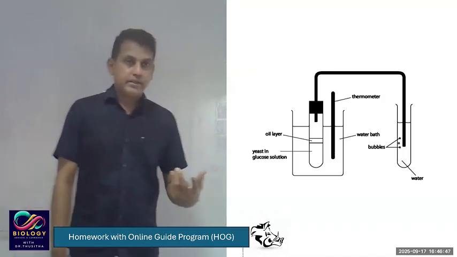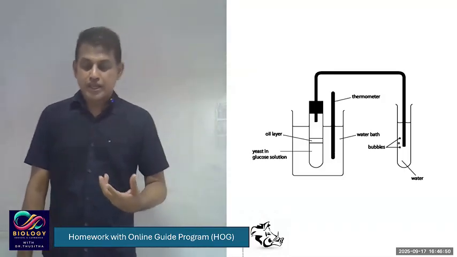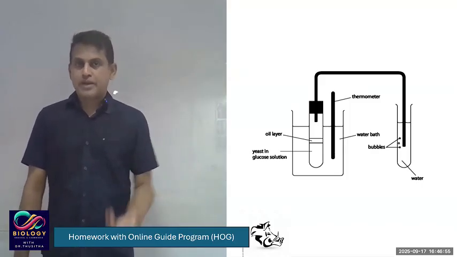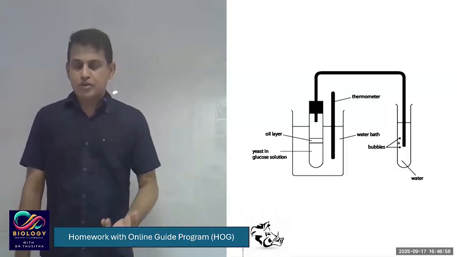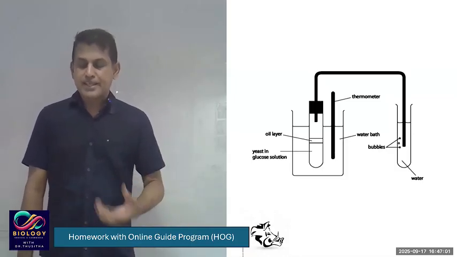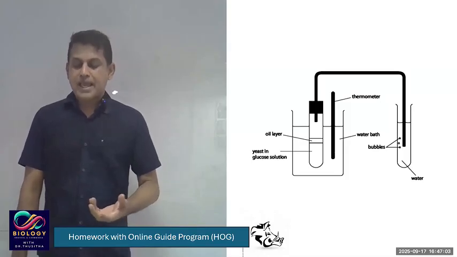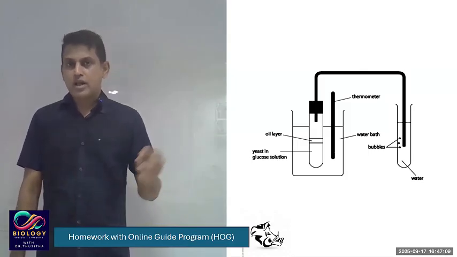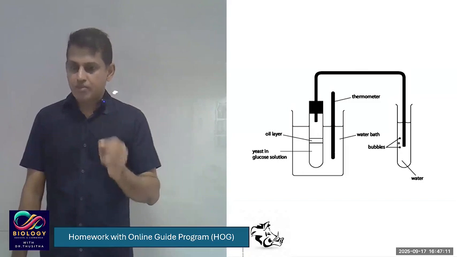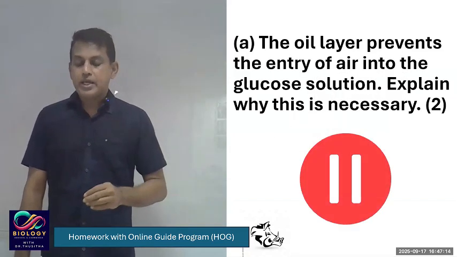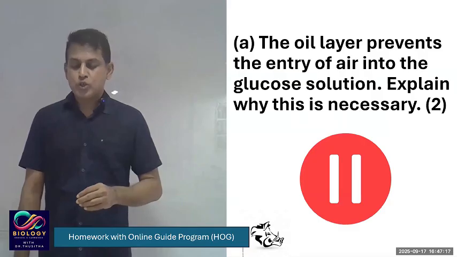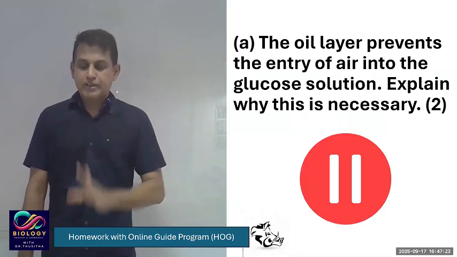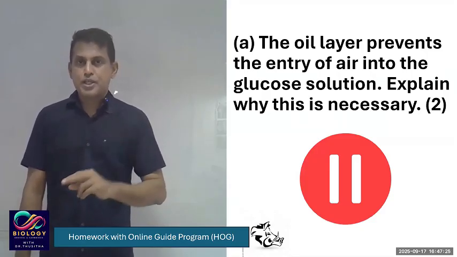So that is the instrument to measure yeast activity, because yeast respire, and when yeast respire they produce carbon dioxide. The carbon dioxide goes out of the tube as bubbles. Then we can count the bubbles, measure the temperature of the water bath, and record how many bubbles come at each temperature. The oil layer prevents the entry of air into the glucose solution. Explain why this is necessary. You can pause the video, write the answer and check with me.